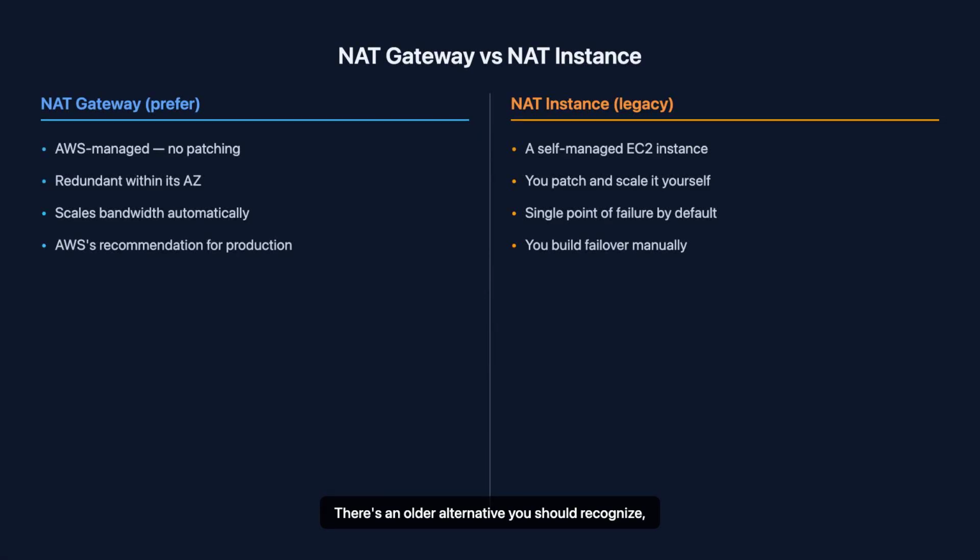There's an older alternative you should recognize, called a NAT Instance, and questions often pit the two against each other. A NAT Instance is just an EC2 instance you set up to do this job, which means you patch it, you scale it, and you build your own failover. So by default it's a single point of failure. The NAT Gateway, on the other hand, is fully Amazon Web Services managed. No patching, it's redundant within its availability zone, and it scales bandwidth automatically. When a question asks how a private instance should reach the internet in production, prefer the managed NAT Gateway over the self-managed NAT Instance. That's Amazon Web Services' own recommendation.